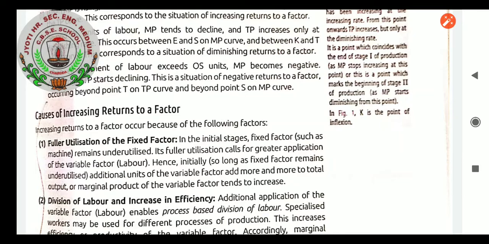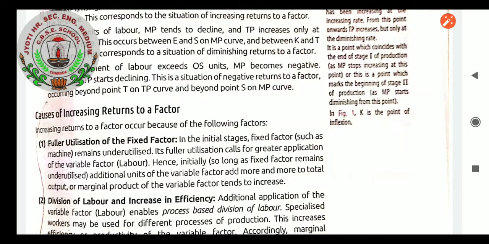So fixed factors, machinery, land, all these must be fully utilized so that we can make increasing returns to a factor. For example, if 4 machineries are there and the work was done on 3 machineries only, or the capacity of a machine is 10 workers and we employed only 8, that is totally wrong. If we are fully utilizing up to 10 laborers on a machinery, or utilizing all 4 out of 4 machineries for our production, then we can make increasing returns to a factor.